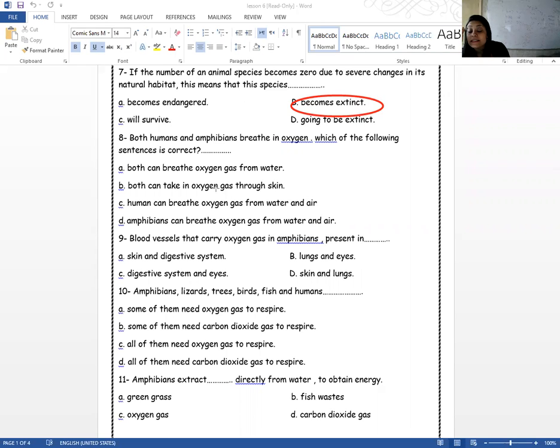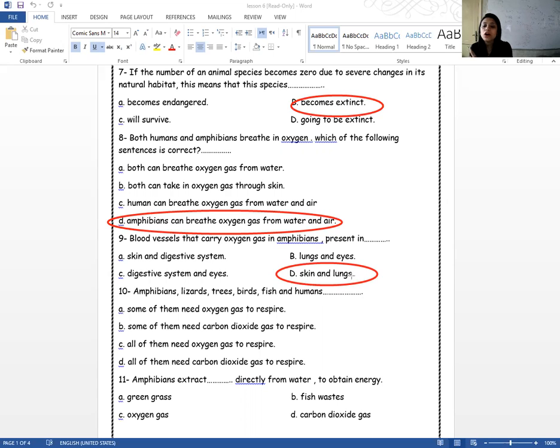Which of the following sentences is correct? Amphibians can breathe oxygen gas from water and air. All of you know that amphibians take oxygen from water and air. Number 9, blood vessels that carry oxygen gas in amphibians are present in skin and lungs.